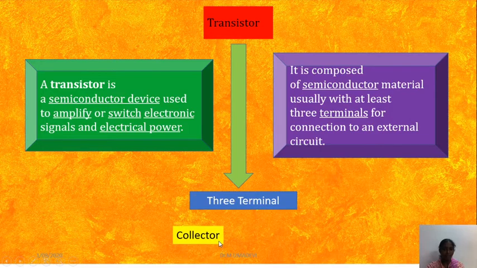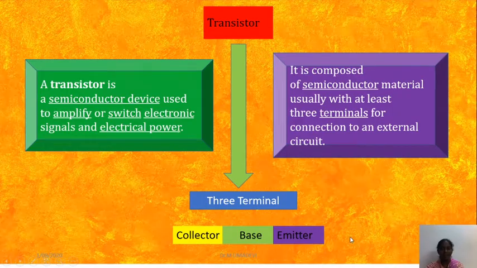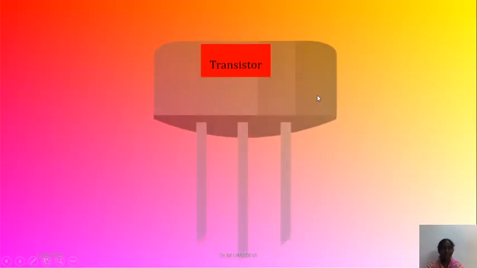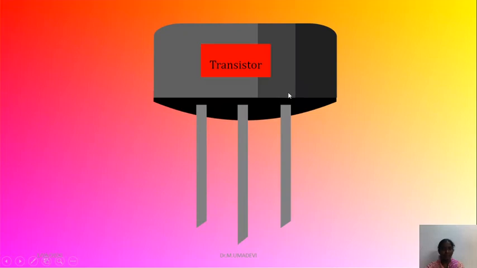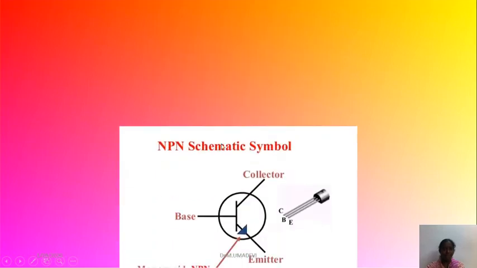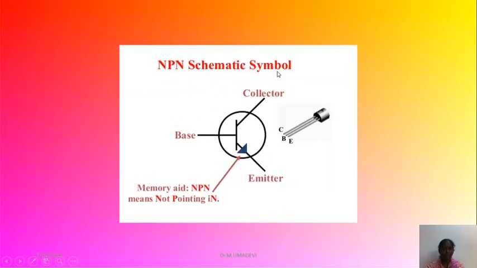So this transistor has 3 terminals: collector, base and emitter. Here the base is sandwiched between the collector and emitter. So this is the transistor. As I told you, a transistor has 3 terminals: collector, base and emitter. Next, the NPN transistor symbol. We have 2 types of transistor: one is the NPN transistor, another one is the PNP transistor. Again collector, base, emitter.